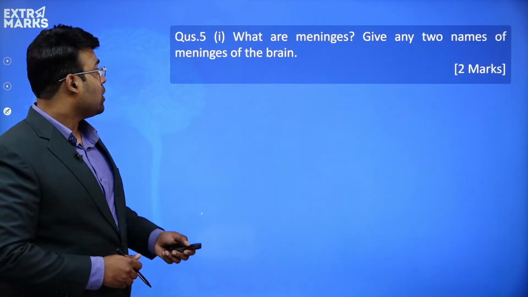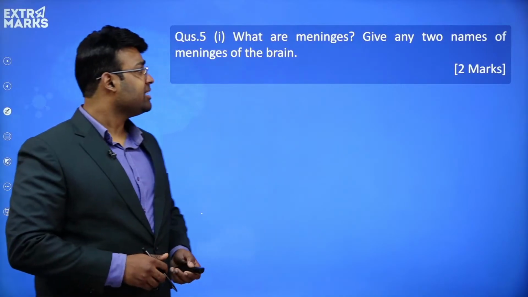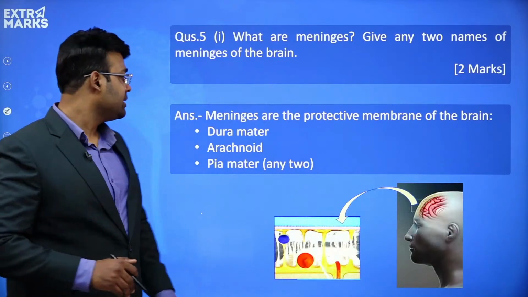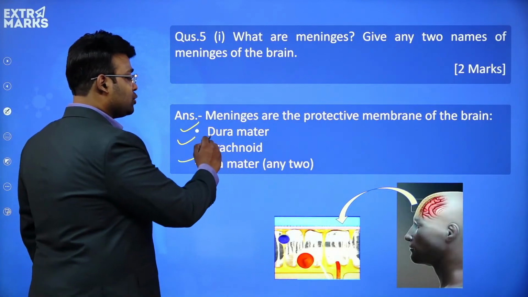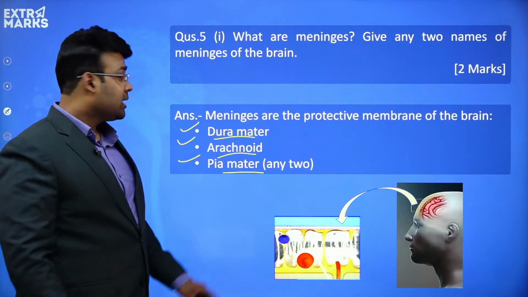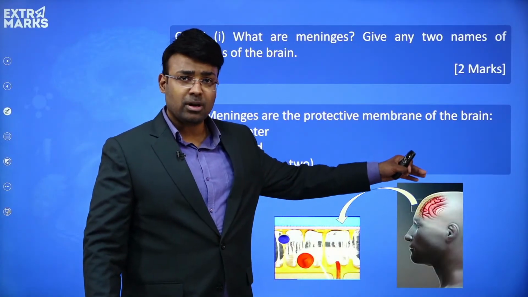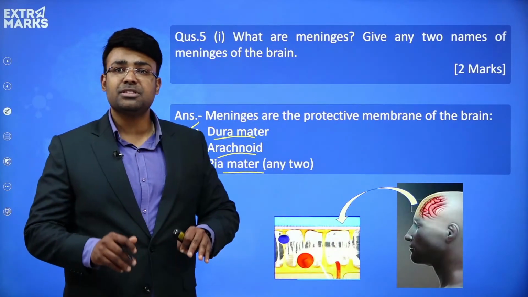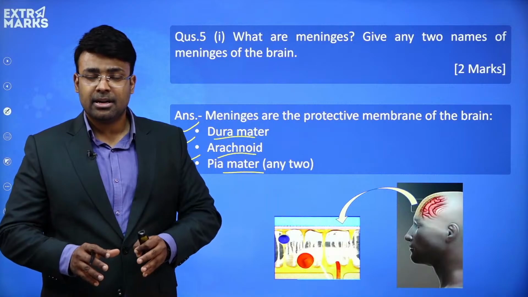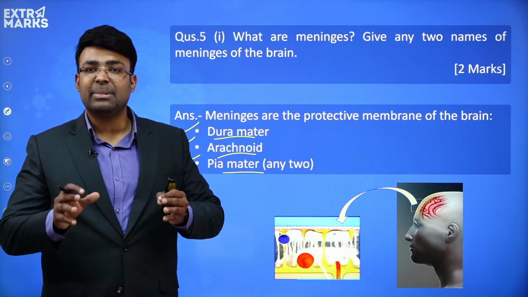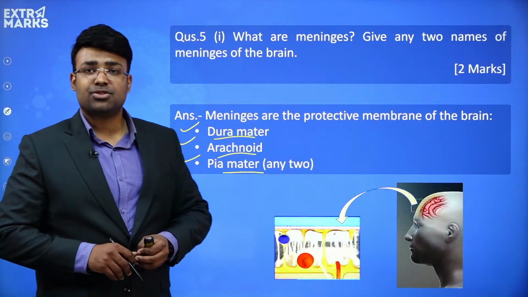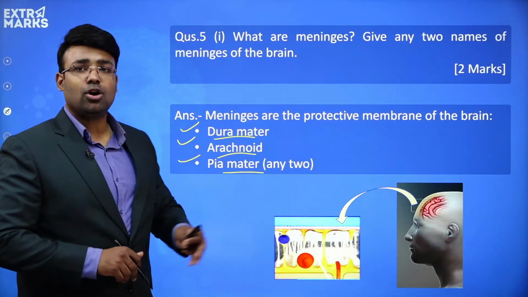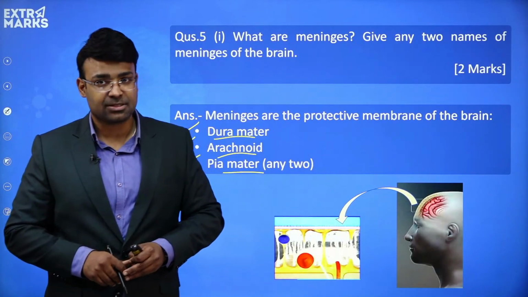Clear? Now, what are the meninges, everyone? Give any two names of the meninges. See, meninges are basically the covering of the brain. There are three meninges. We have the dura mater, arachnoid and pia mater. Dura mater is the uppermost thick one. Then arachnoid is a kind of web-like structure, and pia mater is the one which has the maximum blood supply. It is just close to the main brain. So these are the three structures which help in the protection of the brain, and inflammation of these meninges can lead to meningitis. All right.